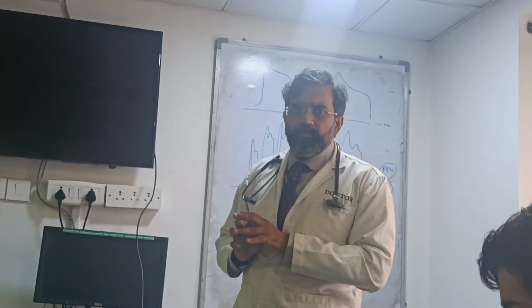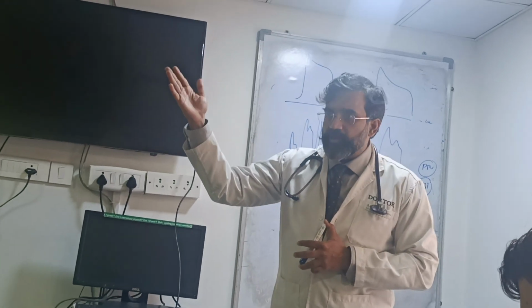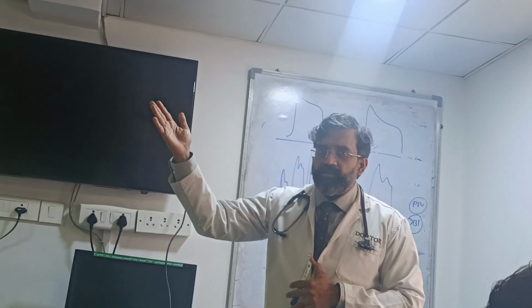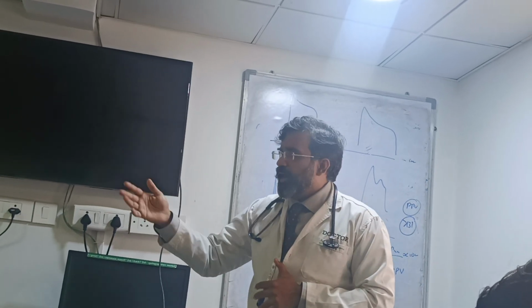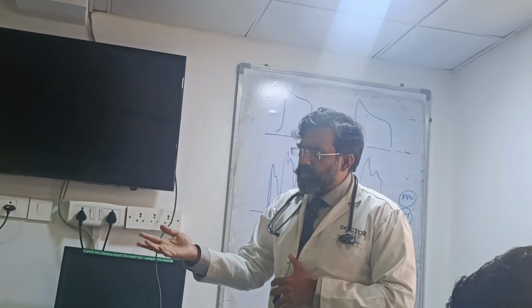Am I clear till now? What does this mean? That if I have an arterial line, it's a crime if I don't have PPV. I need that PPV there. You understand? Because without that, I can't give a single drop of fluid. Are you getting the point? Clear on this?